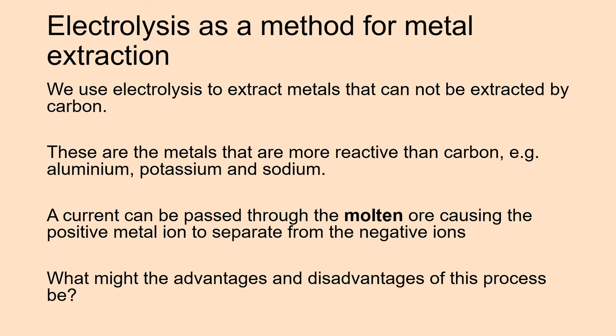So, some advantages are that we can extract metals that we would otherwise not be able to extract. Some disadvantages are that the process requires a large amount of energy, both to melt the ionic compound and to pass through the ionic compound in the form of electricity, and it can produce some dangerous gases such as chlorine.